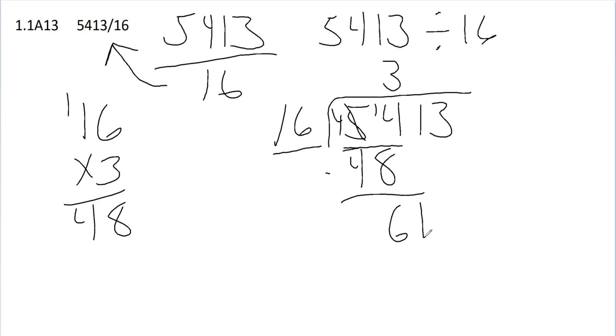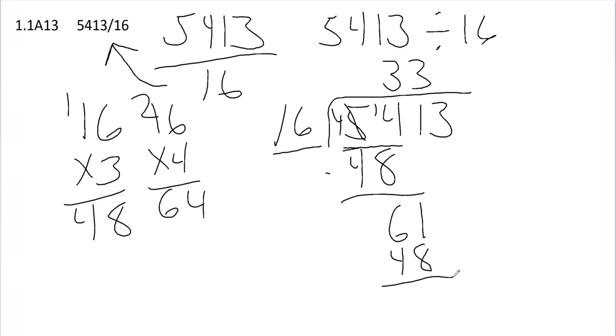Now we have 48 as 16 times 3. We could try 16 times 4 and see what that gives us. 24, 4, 5, 6. Too high. So why don't we stick to the 3, and now we have 48 here, and we subtract. 11 minus 8 is 3, 5 minus 4 is 1, and we bring down the 3.